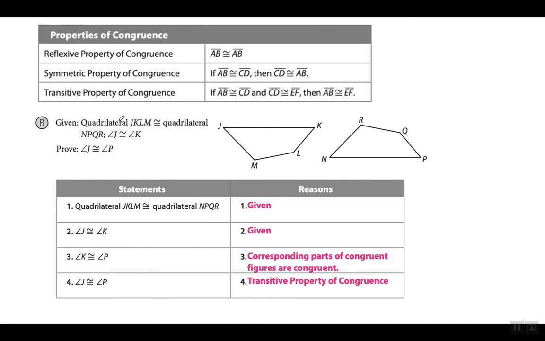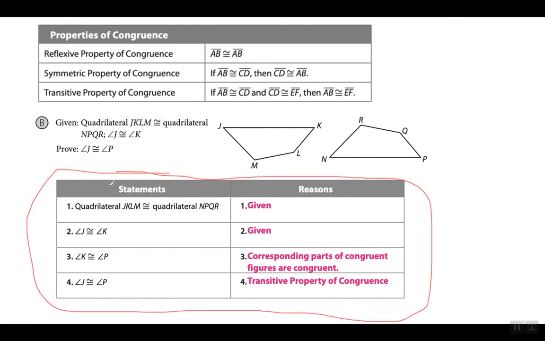It says, given quadrilateral JKLM is congruent to quadrilateral NPQR, and they gave us 2 pieces of information. They also put angle J is congruent to angle K. So when I go to do my proof down here, look at numbers 1 and 2. Number 1 is the first thing that they gave me up here, and number 2 is the second thing that they gave me up here. So like I said, that's always the first thing you write for the statements, and the reasons you always put given, period, always, for the whole year.